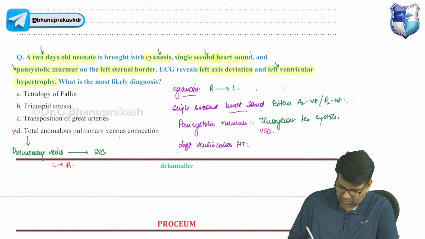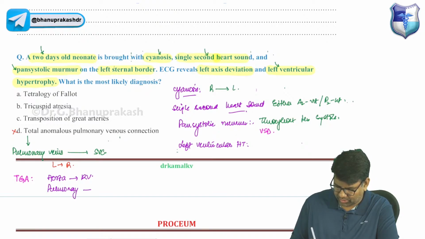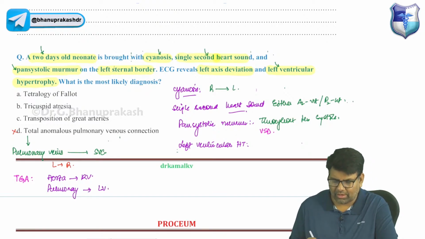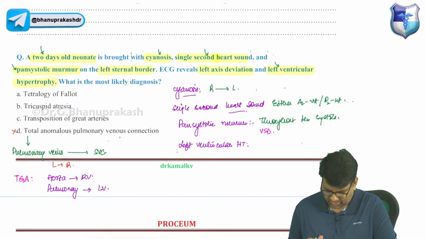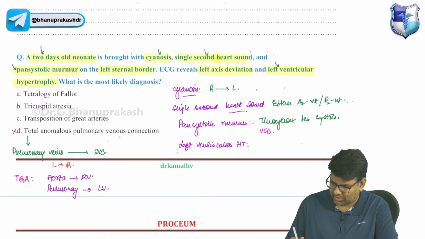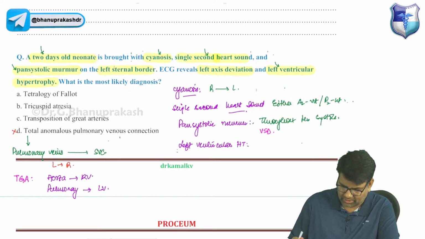Then what is transposition of great arteries? Transposition of great arteries. Here the aorta is originating from right ventricle and pulmonary trunk is originating from left ventricle. So transposition of great arteries. Again, this is right to left shunt, but this again does not explain other things like pansystolic murmur or single heart sound.